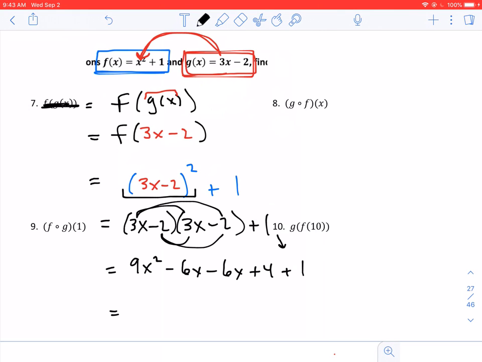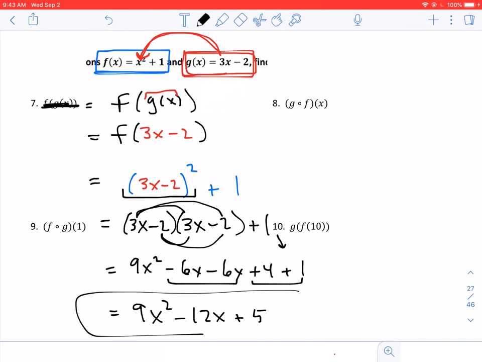Simplify this as a final answer. 9x squared minus 12x plus 5. This would be f of g of x. We took g of x, plugged it into f of x, and we got this brand new function, f of g of x, which was 9x squared minus 12x plus 5.